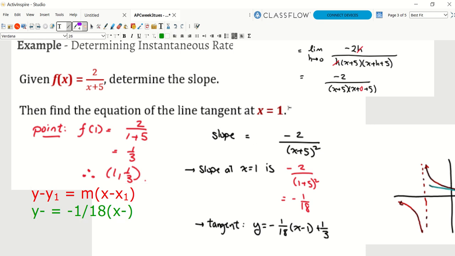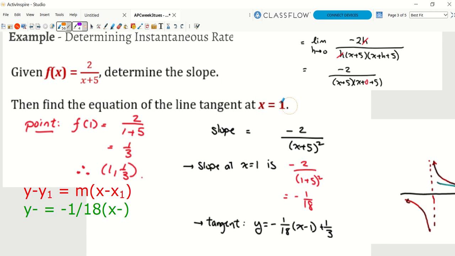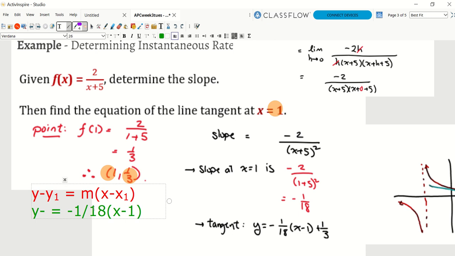Your question might be, what is the y value? Well, let's plug in 1 into the original equation of f of x, okay, to find the y value. 1 plus 5 is 6. 2/6 is 1/3. So we have an x value of 1 and a y value of 1/3. Okay. So I'm going to plug in 1 into x sub 1, and then 1/3 here.